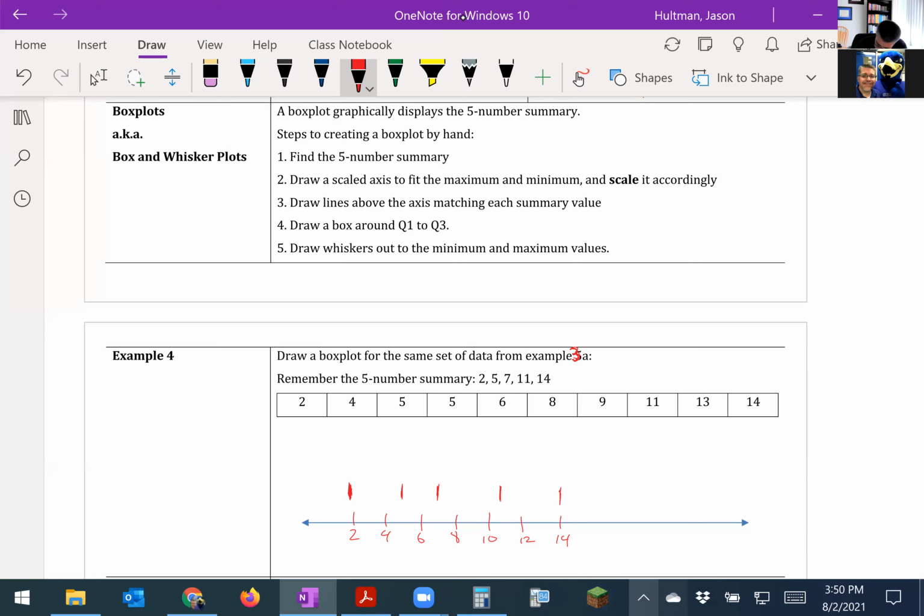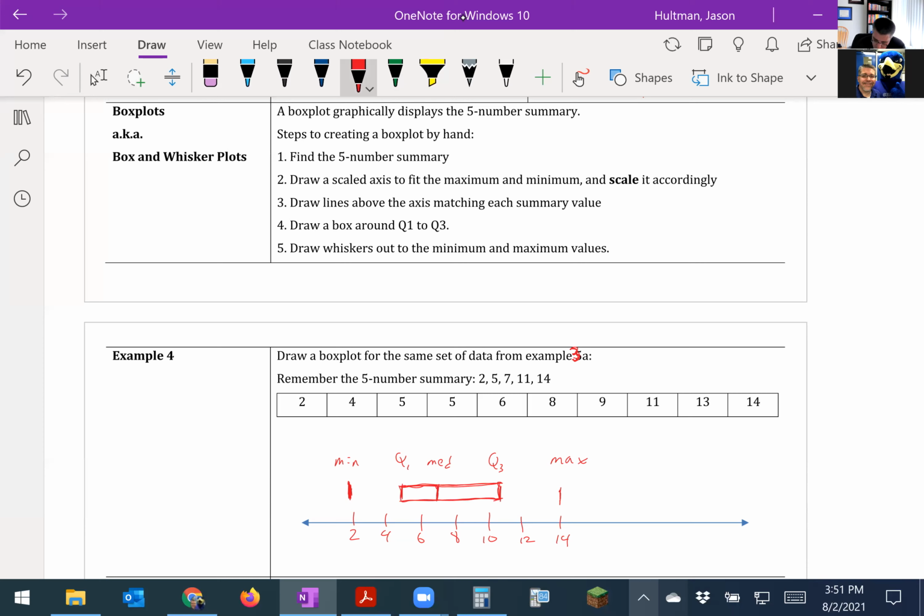Okay. Perfect. Now, it says draw a box around Q1 to Q3. Okay, so we want a box Q1. Well, what was Q1? It was here. So this is the min, Q1, Q2, well, I'll call that the median, Q3, and the max. And we want to draw a box around Q1 and Q3. Okay, good.